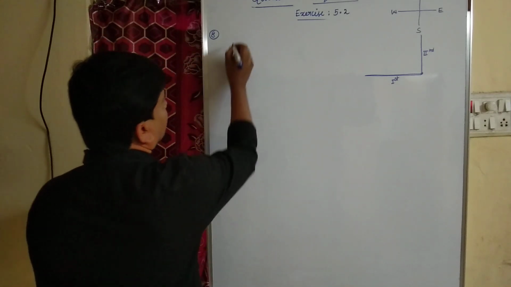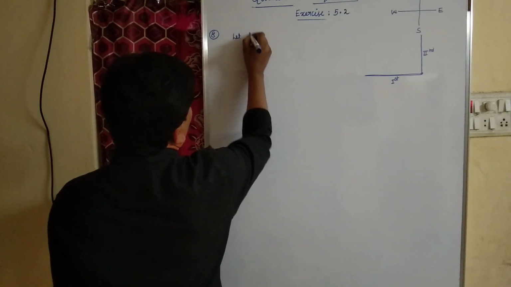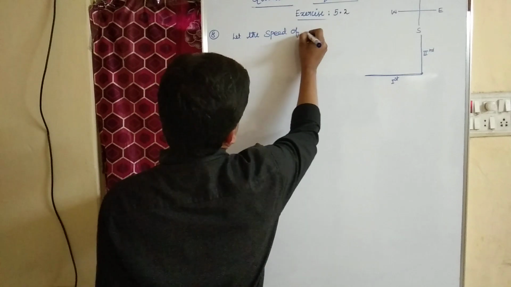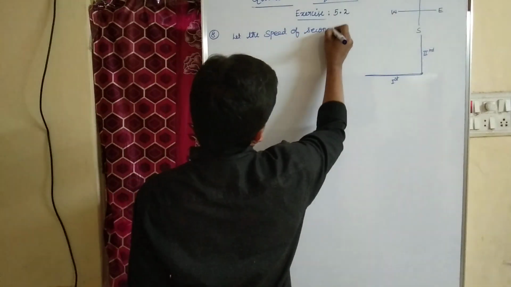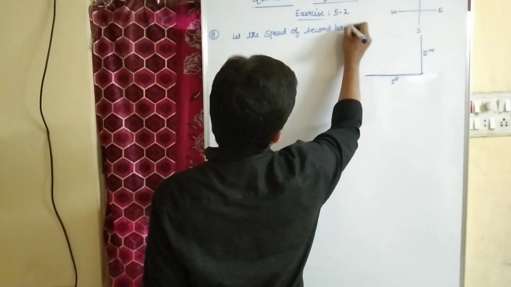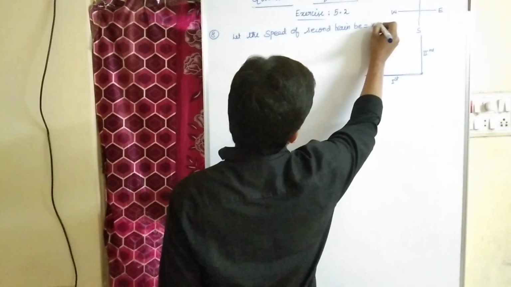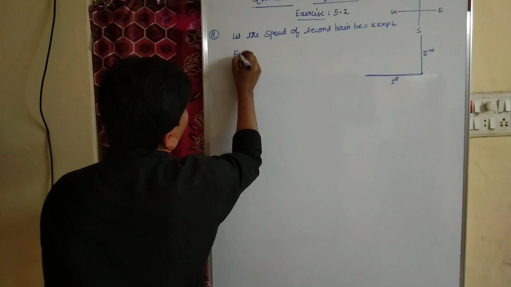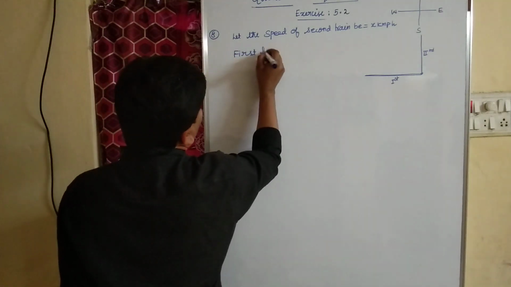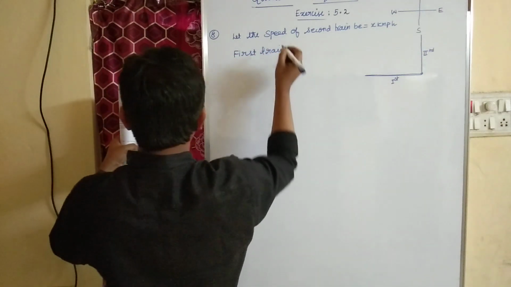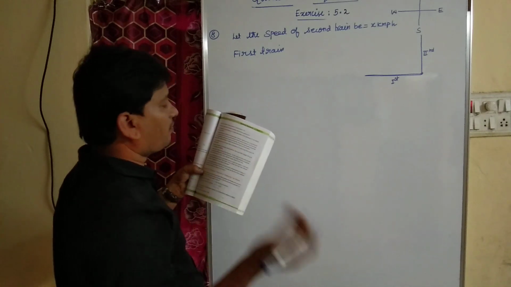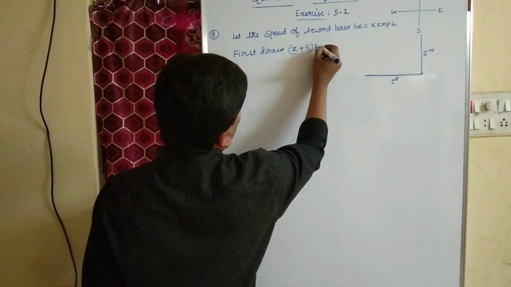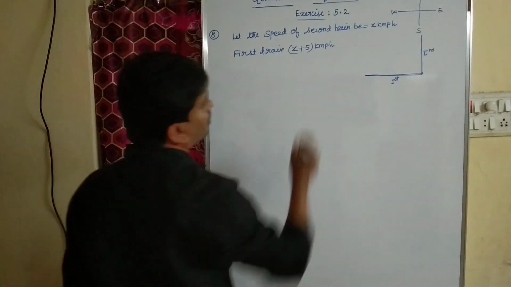Okay, let us take the speed of the second train. Let the speed of the second train be x km per hour. What about the first train, children? First train is how much? 5 km per hour faster than the second train. Faster means x plus 5 km per hour.